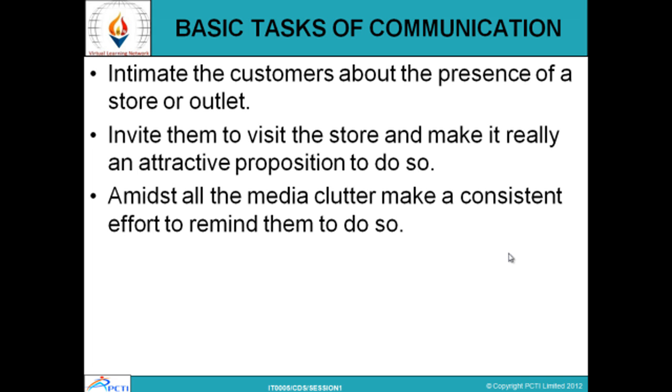Basic tasks of communication. Intimate the customers about the presence of a store or outlet. Invite them to visit the store and make it really an attractive proposition to do so. Amidst all the media clutter, make a consistent effort to remind them to do so. So intimate the customers about the opening, about the presence of a store or an outlet, and invite them to visit the store and make it their best shopping experience.